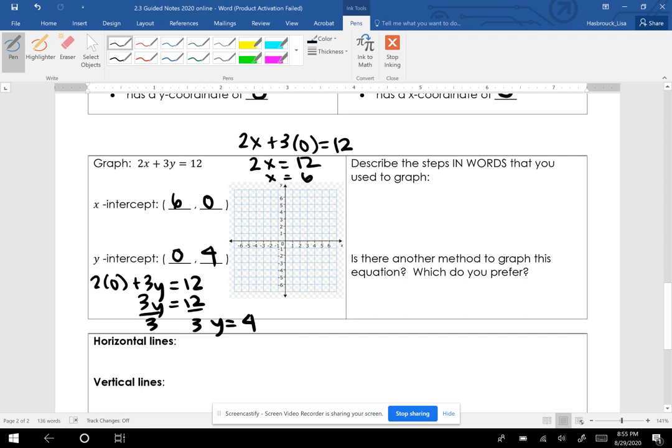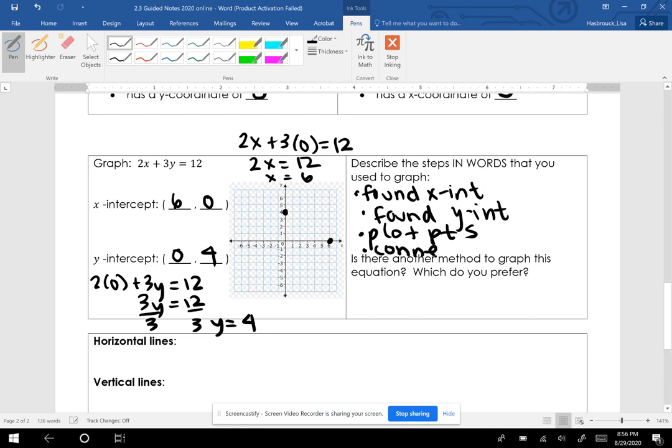So describing in words the steps that you use to graph. We first found the x-intercept. Then we found the y-intercept. Okay, then we are going to plot those. So 6, 0 is on the x-axis, 0, 4 is on the y-axis. So we plot the points and then connect with a line and arrows.